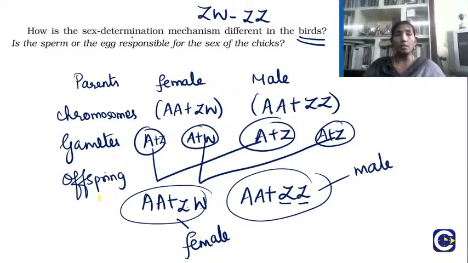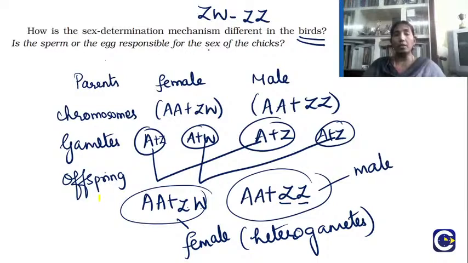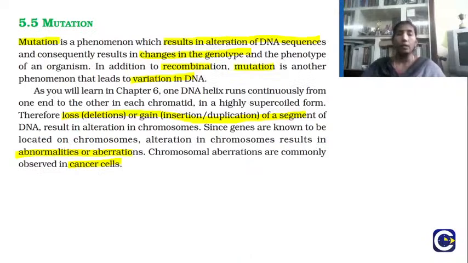So you can see the sex determination mechanism is quite different because females are heterogametes. Females are heterogametes, and you should know which is responsible for the sex of the chick. It is the egg, because the egg is the one having the heterogamete, and that has all the possibility to determine the sex of the chick. Able to follow, Aditi? Any doubts so far? Shall we pass to the next interesting session, the mutation?